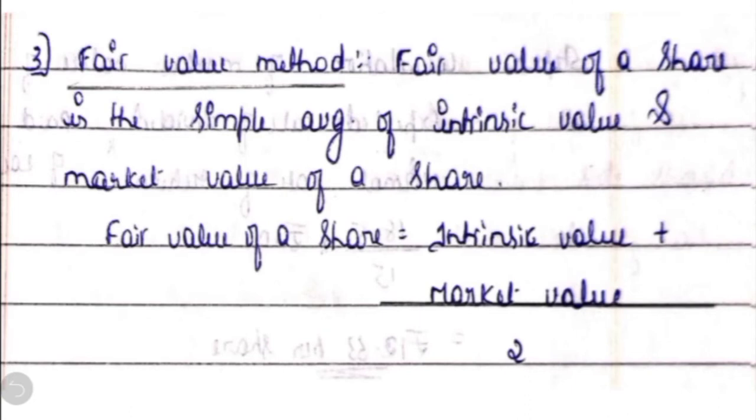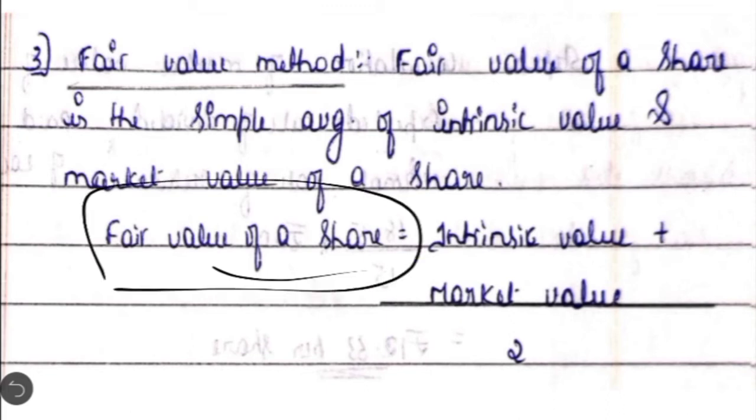Before that, let us also discuss the third method, that is fair value method of valuation of shares. So under the fair value method, as we have already discussed in the first session under this chapter, fair value is just a combination of first and second method. So here we are going to just take the simple average of two methods to calculate the fair value. So fair value of a share is equal to intrinsic value plus market value divided by 2. So in order to know the fair value, we must know what is intrinsic value and what is market value. Only then it is possible to calculate the fair value.